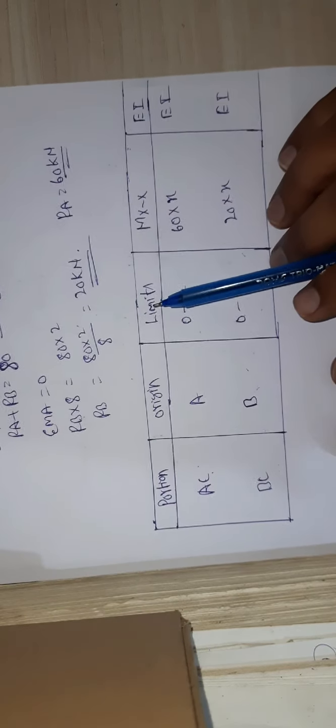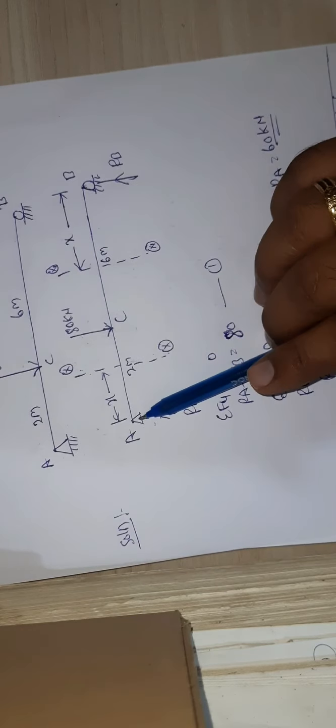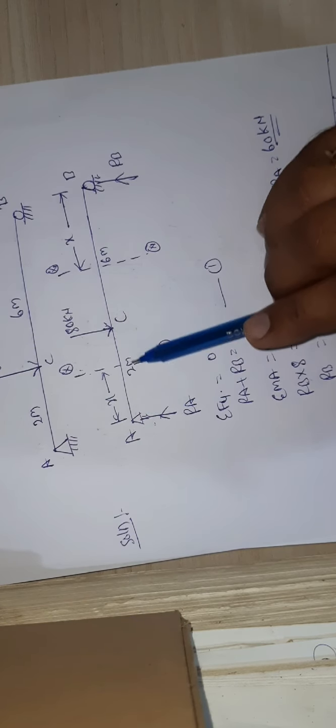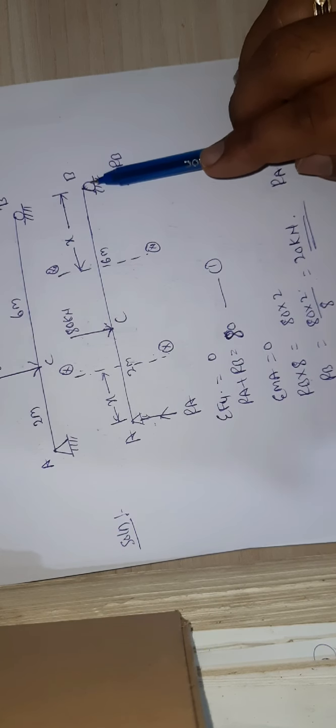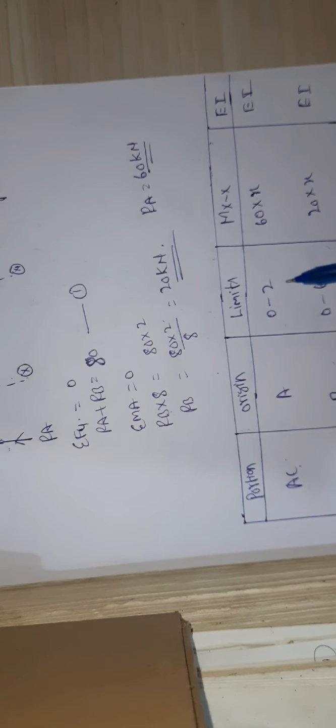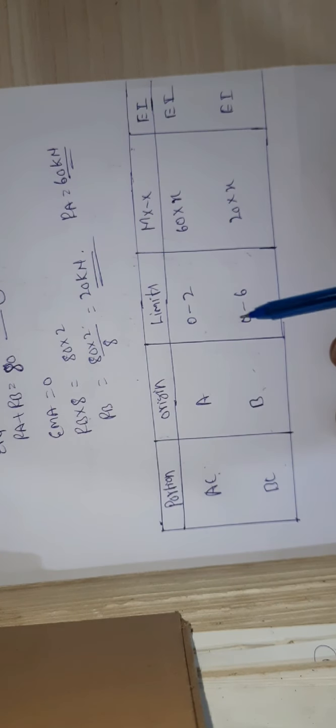Okay, now limits. What are the limits of those portions? For the AC portion, it varies from 0 to 2 meters, so 0 to 2. For the BC portion, it varies from 0 to 6. The same thing is written here, 0 to 2 and 0 to 6.